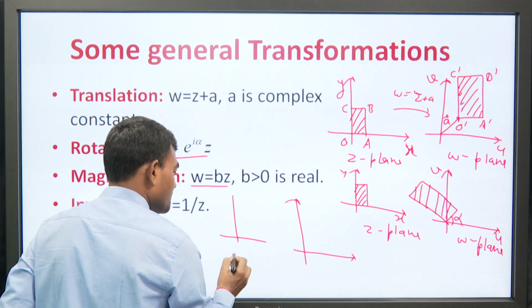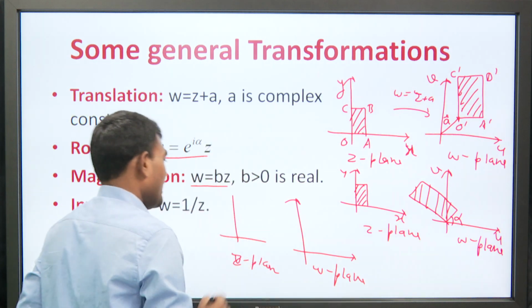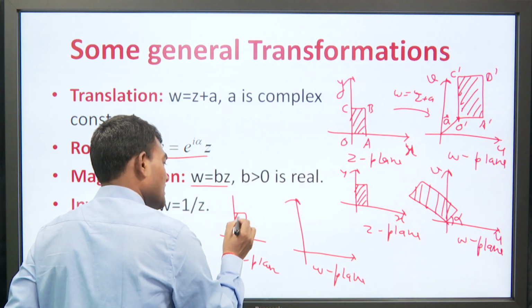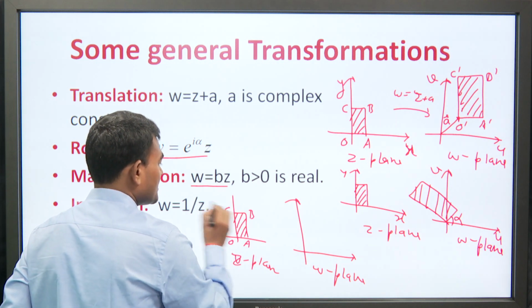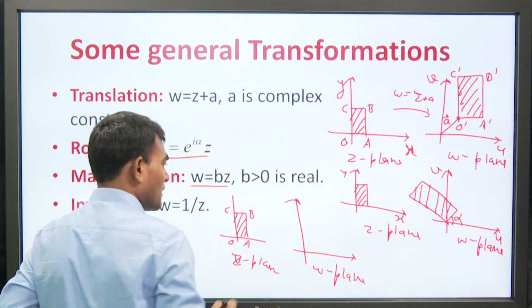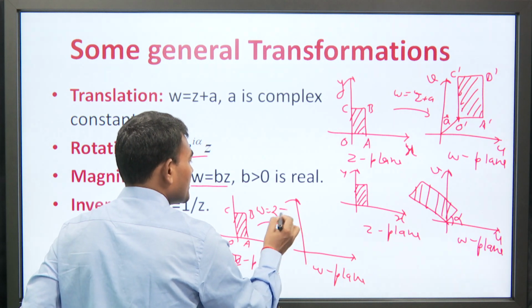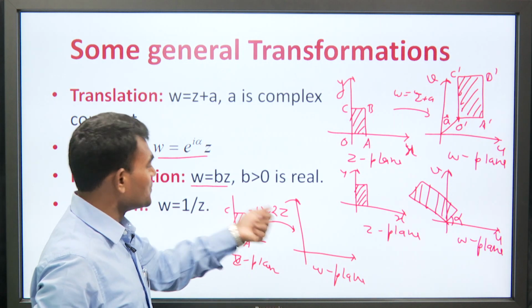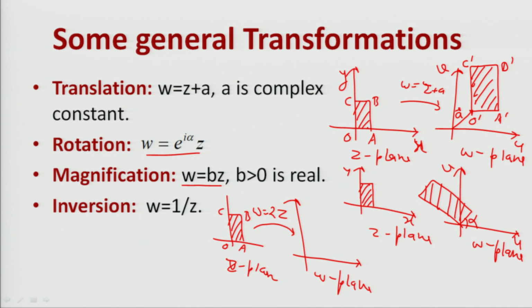Suppose that this is the z plane and this is the omega plane, and suppose the given region in the z plane is O, A, B, C. Then by this transformation, suppose we have taken w is equal to 2z, for understanding we have taken b is equal to 2, then this figure will be stretched 2 times of the given region. It will be in this way. This is O dash, A dash, B dash and C dash.